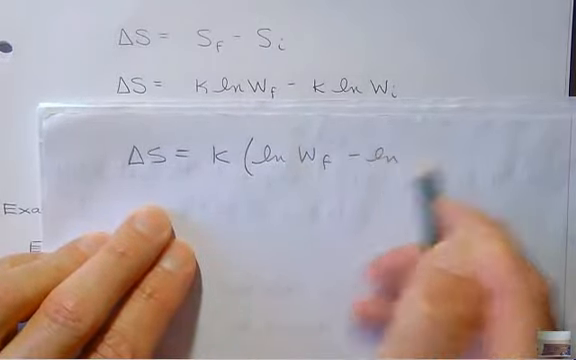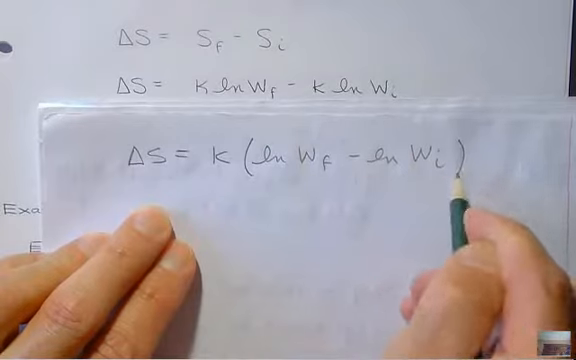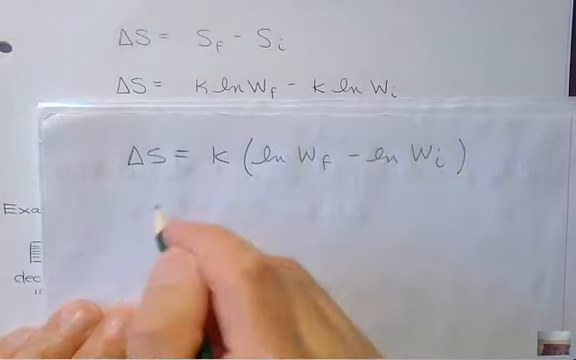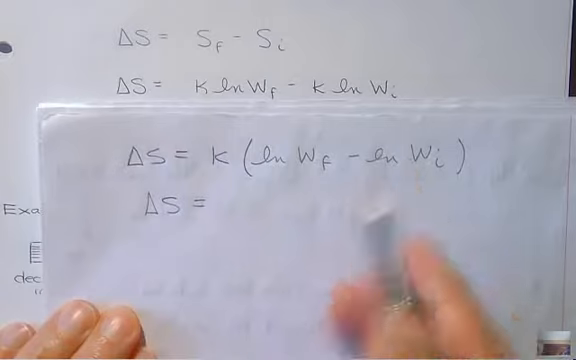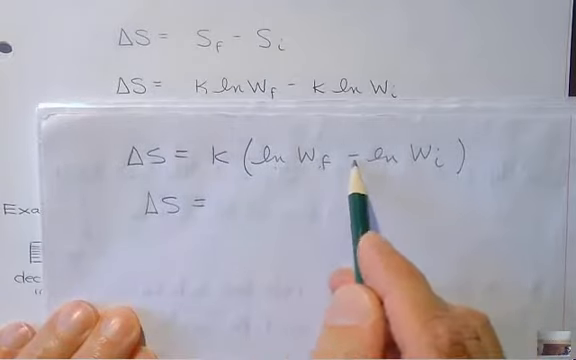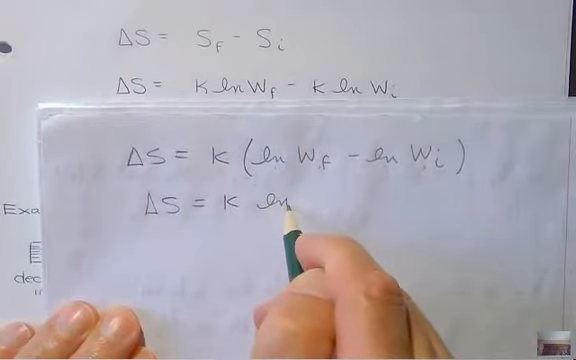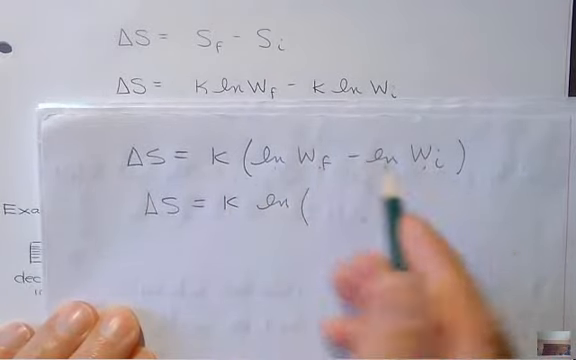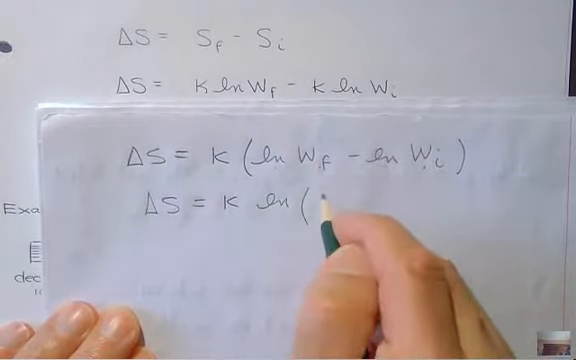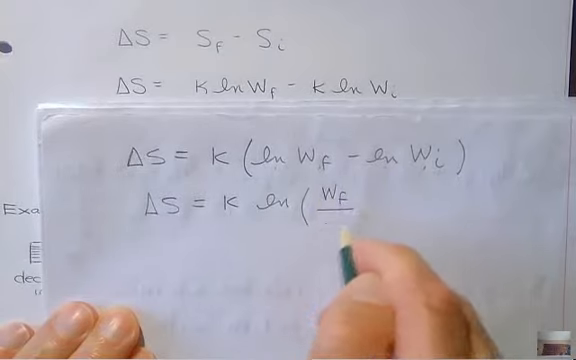ln(wf) minus ln(wi). F is for final, I is for initial. Okay, next step. Rule of logs. The log of something minus the log of something else is the same as the log of the first one, the one without the negative sign, divided by the log of the second one.